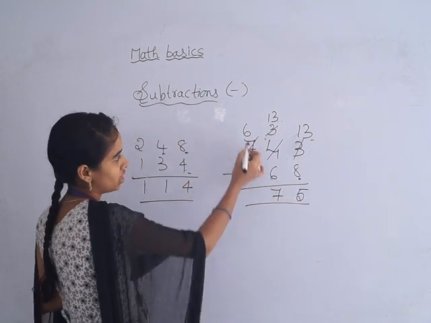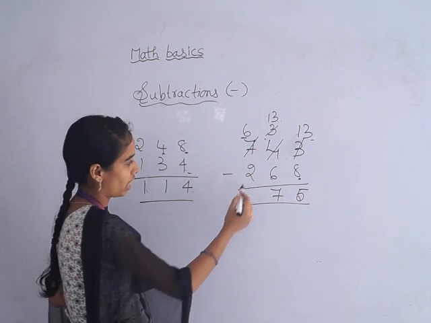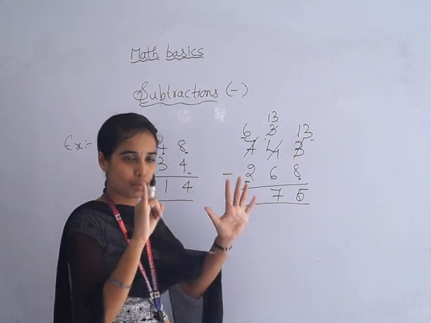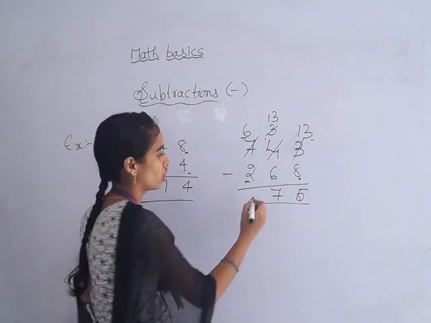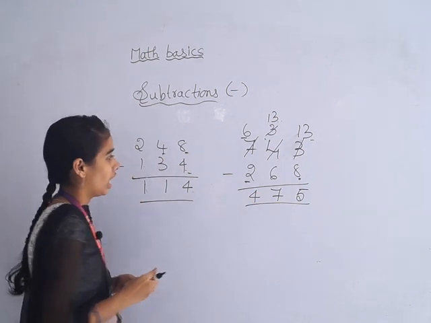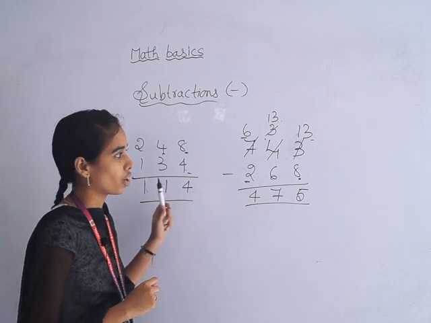Now last one, 6, 2. This is easy. Why? Because first one is bigger one and next one is smaller one. No? It is easy to subtract. 6 minus 2. How much? 4. So answer is 475. I think you understand the difference between borrowing problems and without borrowing problems.